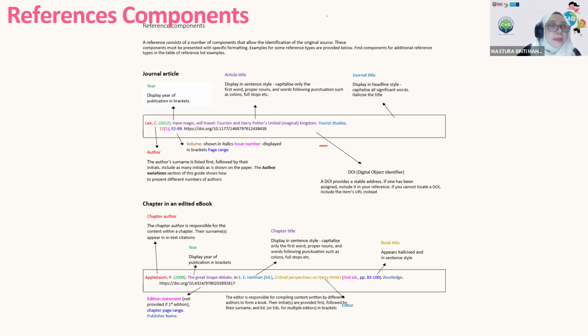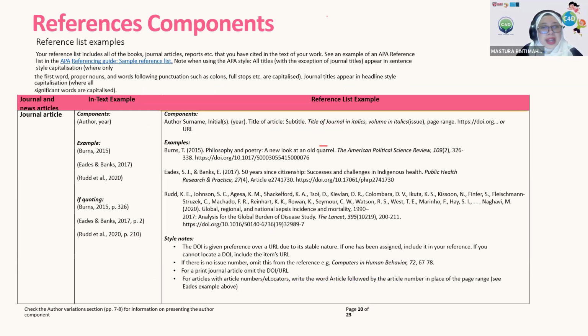Yeah, okay. So this is an example of a chapter in an edited book. You can see I have put a different color to signify different components and how you would do this in an APA style citation. And then this is another specific example. So this is how you do your journal article and its citations. And then I also include the style notes.